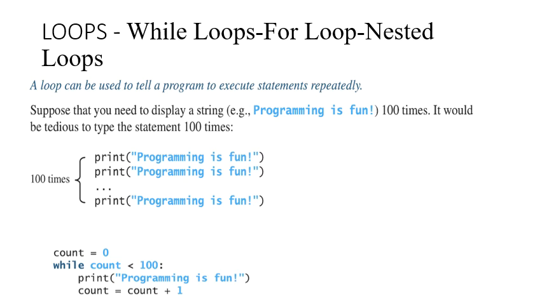Suppose that you need to display a string, for example, "programming is fun" 100 times. It would be tedious to type a print statement 100 times. Instead of that, you can use a loop. So now you decide how many times you want to execute this statement. You can write count is equal to 0, while count is less than 100: print "programming is fun", count is equal to count plus 1.